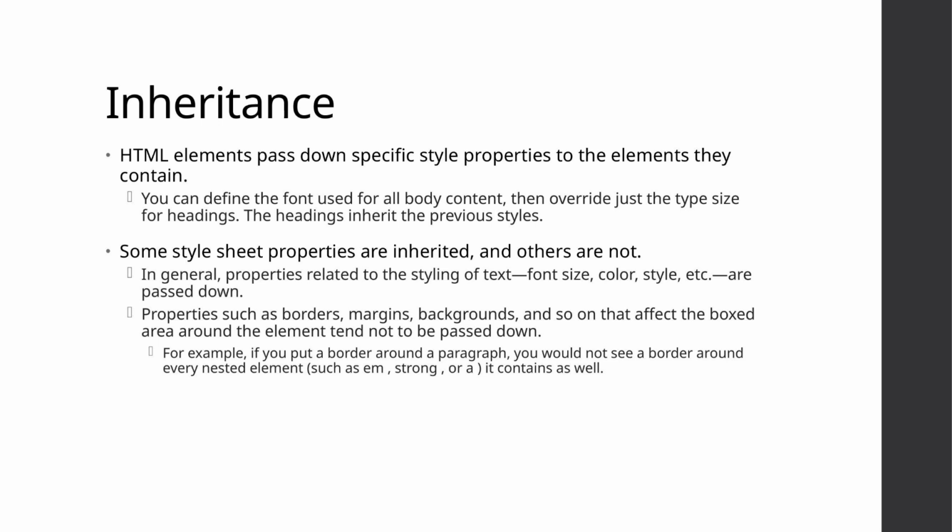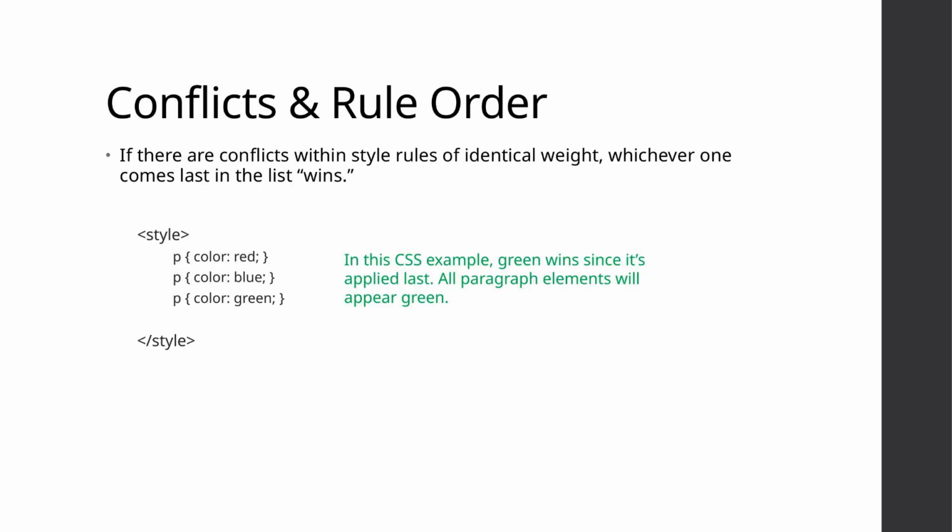HTML elements inherit specific style properties from their parent elements. For instance, you can set a font face for the body and adjust only the size for headings, which inherit the font face from the body tag. Text-related properties like font size and color are typically inherited, while properties affecting the element's box, like borders and margins, are not. In CSS, when style rules of identical weight conflict, the last rule applied takes precedence.